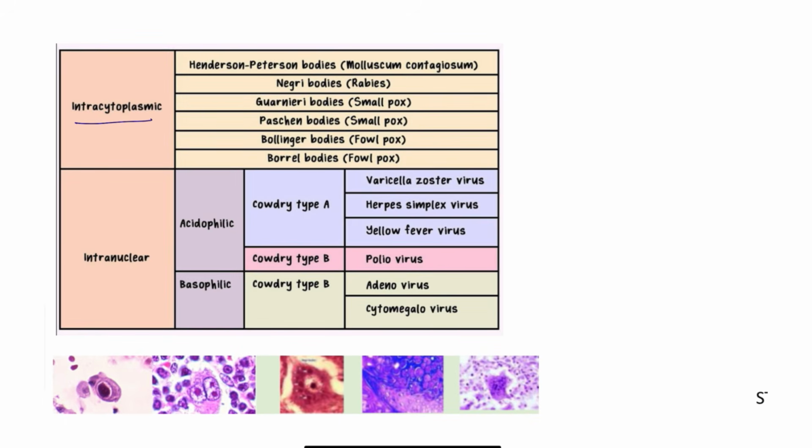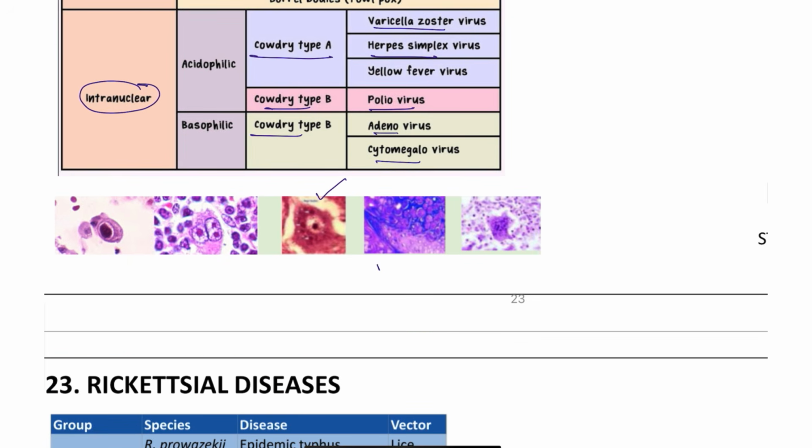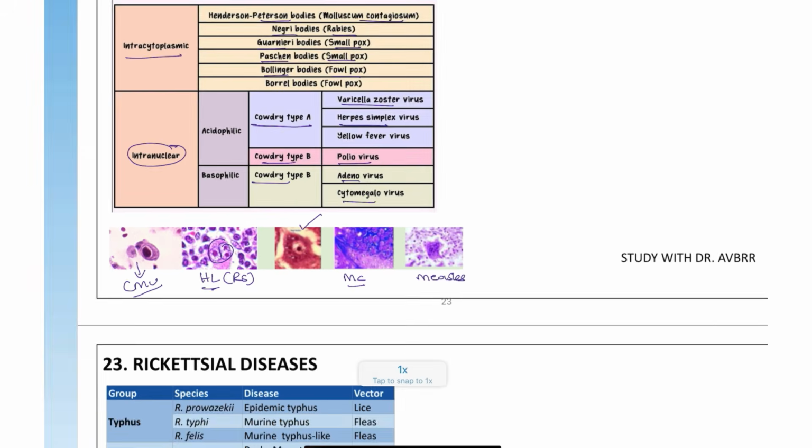Next, viral inclusions. Intracytoplasmic Henderson-Paterson bodies are seen in molluscum contagiosum. Negri bodies, here you can see, are seen in rabies. Guarnieri bodies are seen in smallpox. Paschen bodies are seen in smallpox. Bollinger bodies are seen in fowlpox. Okay, intranuclear: Cowdry type A is seen in herpes simplex and varicella zoster. Cowdry B is seen in poliovirus and adenovirus. Here you can see molluscum contagiosum with Henderson-Paterson bodies, and this is measles with giant cell types, and this is Hodgkin lymphoma with Reed-Sternberg cells. And this is CMV, with the owl eye appearance.